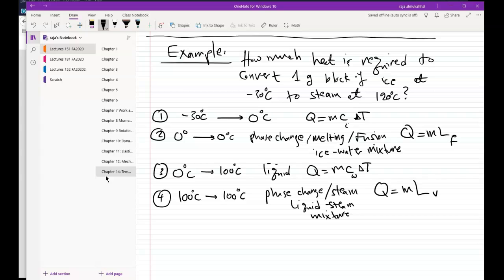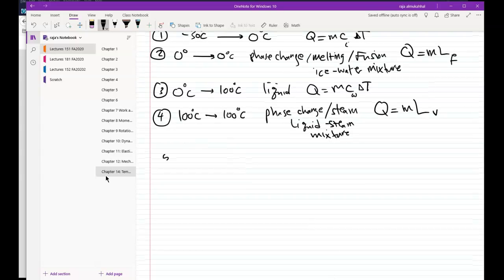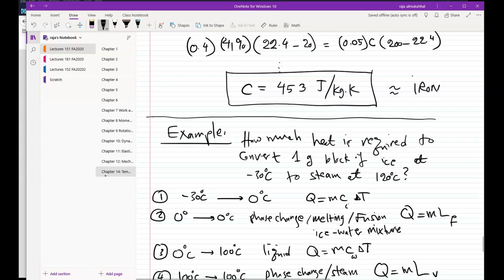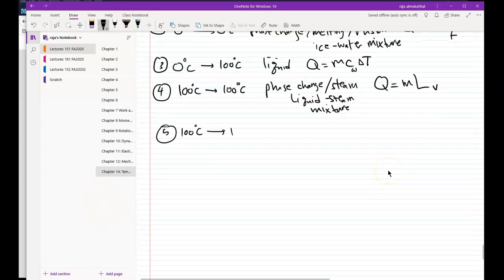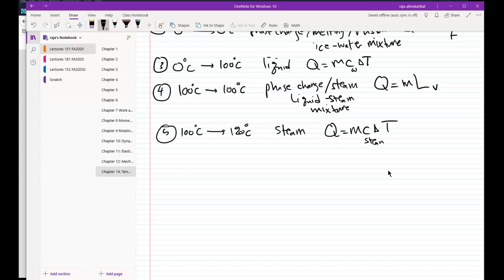Okay? And then the last step is from 100 degrees Celsius all the way to, what is it? Well, I forgot what it is. Until 120 right there, right? So this is 100 degrees Celsius to 120 degrees Celsius, and it's basically all steam, but there is no phase change. So it's just basically Q equals mc delta T. This is for steam here, or vapor. Okay, I have to look up the table to get that number.